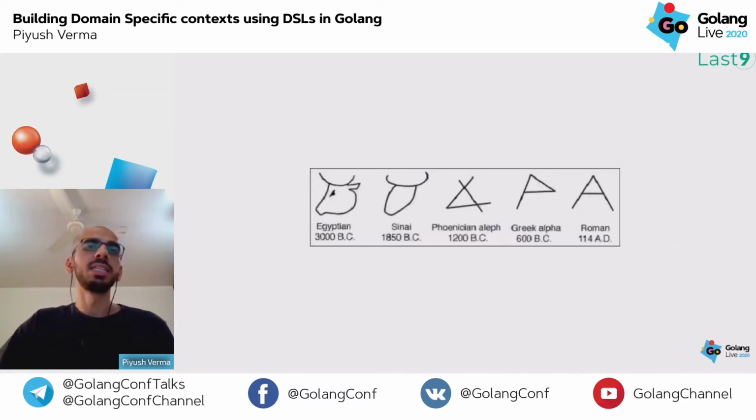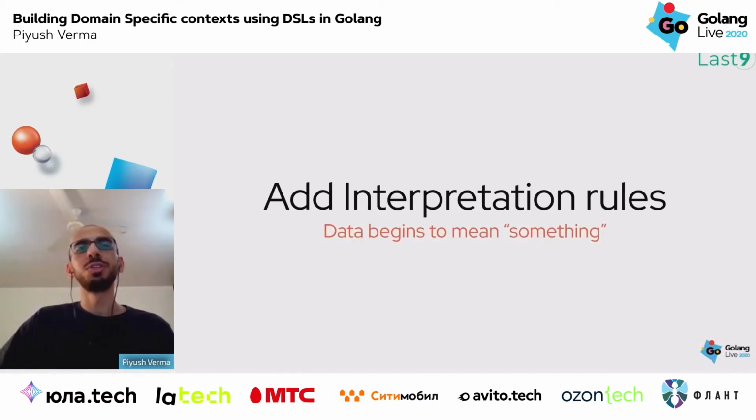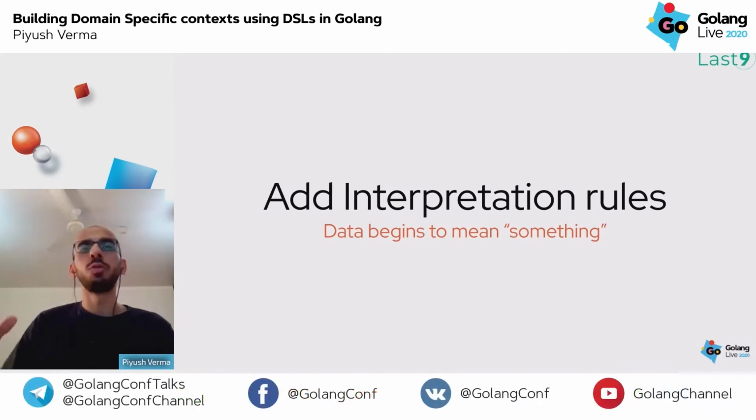The interesting thing here is when you look at certain pictures, and these pictures over the years have become meaningful things to us. An ox became A in Roman. Point being, you add interpretation rules and data starts to mean something. It means to begin something because the image was just data. I could have interpreted it the way I liked. You added certain rules to it, and now whether I read it or you read it or somebody else reads it, they're going to read the same thing.